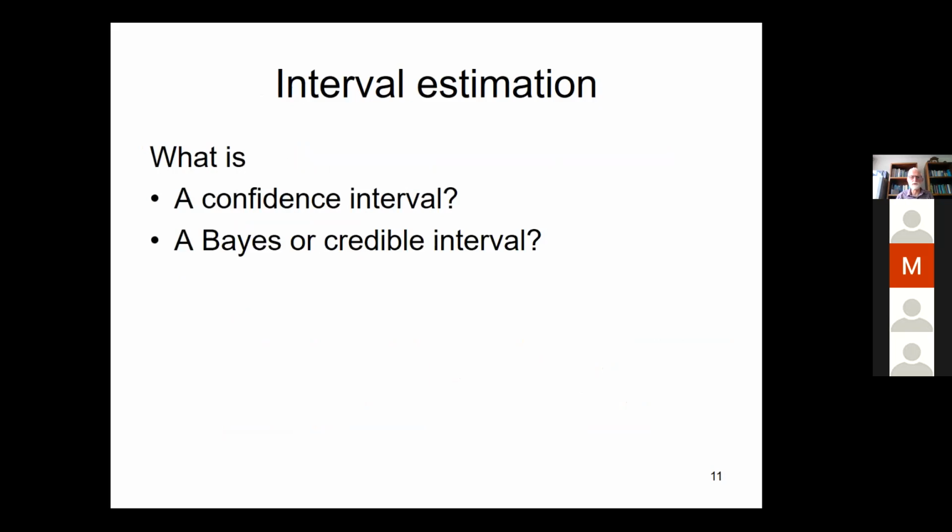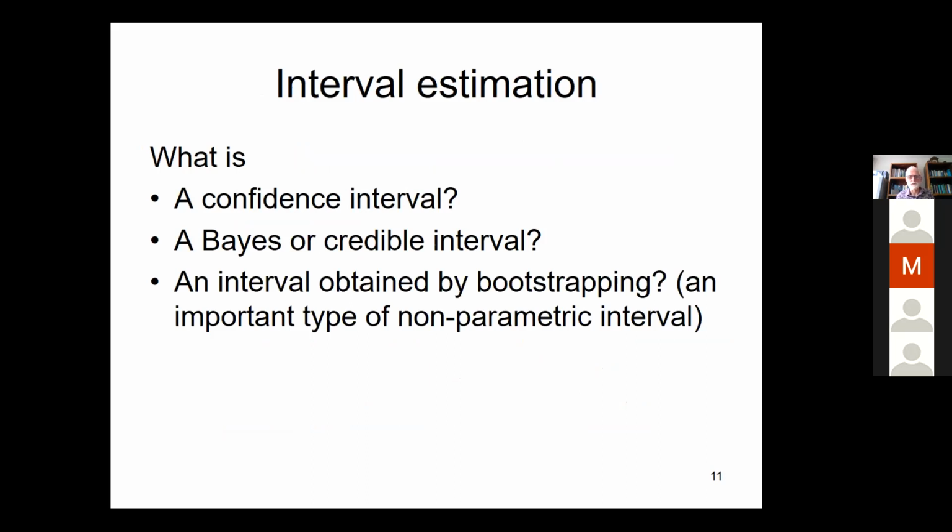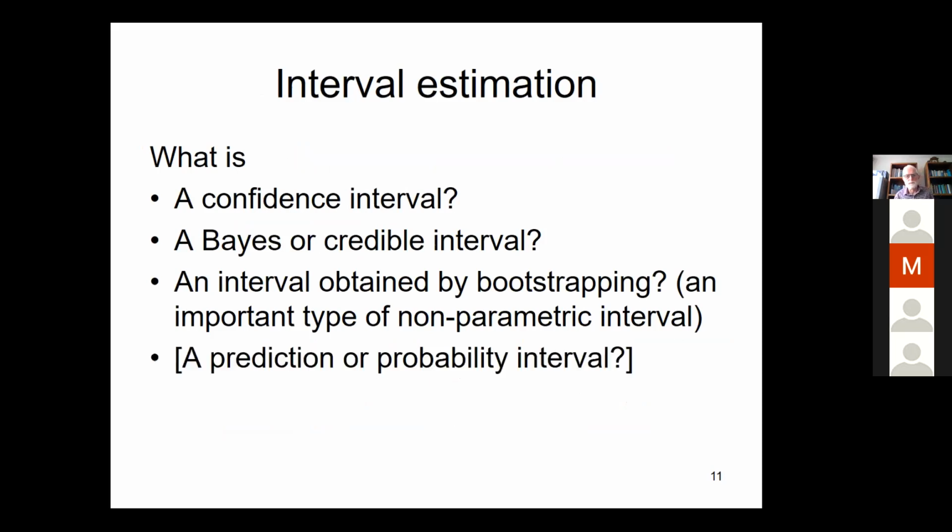So I'm going to look at each of these things: a confidence interval, a Bayes interval or credible interval, and one type of non-parametric interval, which you get via the bootstrap. I put that in brackets. I don't think I will actually say anything about prediction intervals. There's 2 or 3 slides there. You can always ask about them later or in a drop-in session if you're particularly excited by them. I'm not that excited by them.